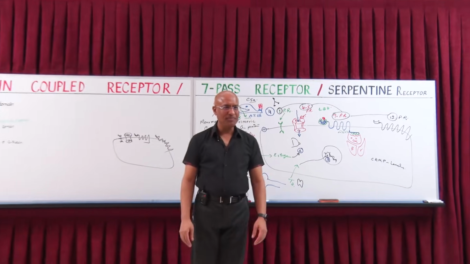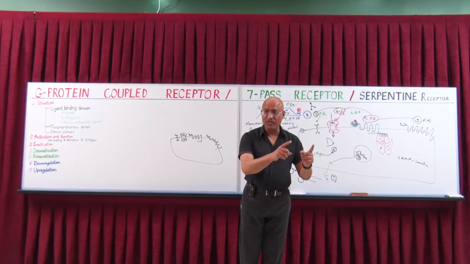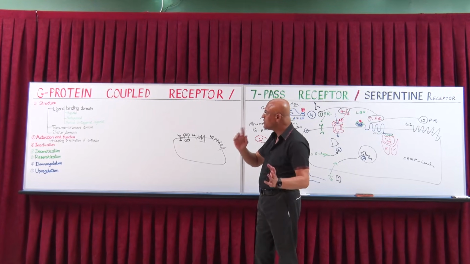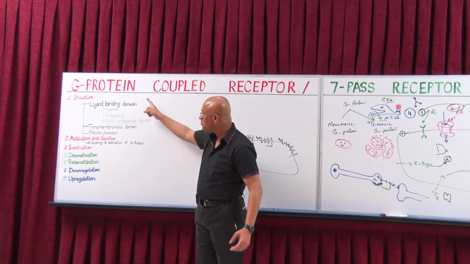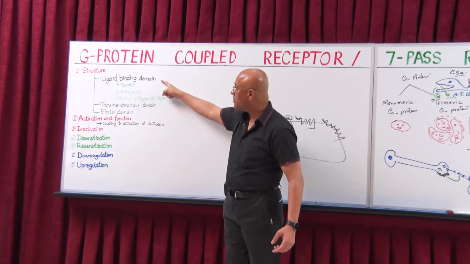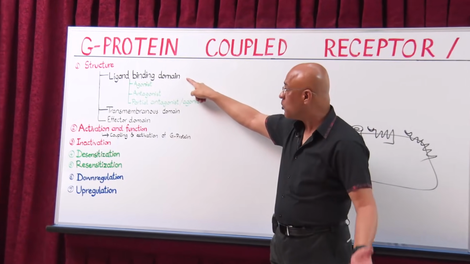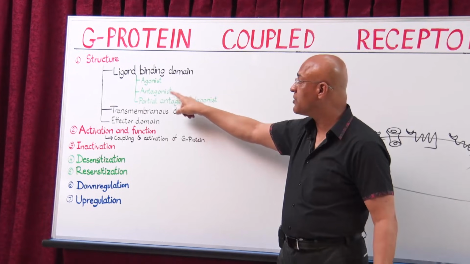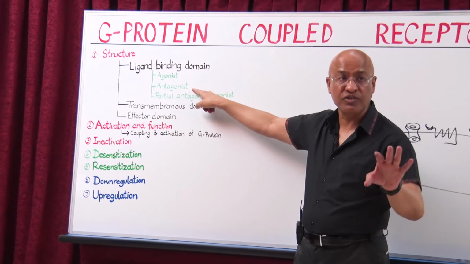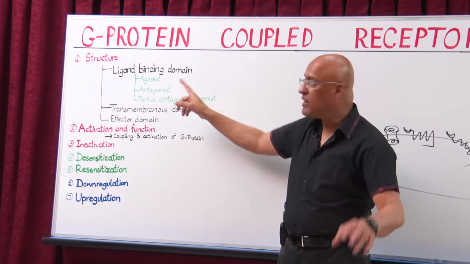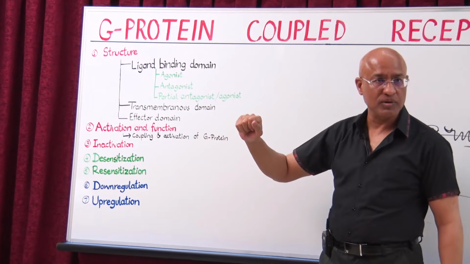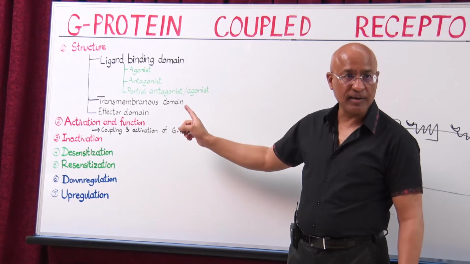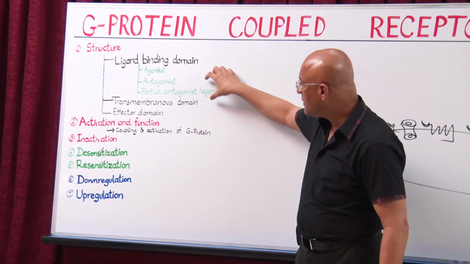Class dismissed. After this, in the next lecture, we will be talking in detail about G protein coupled receptors and their ligand binding domain. Especially I will define and differentiate agonist and antagonist, which are easy concepts, and the real concept which I will explain is partial agonist and antagonist molecules, or drugs.